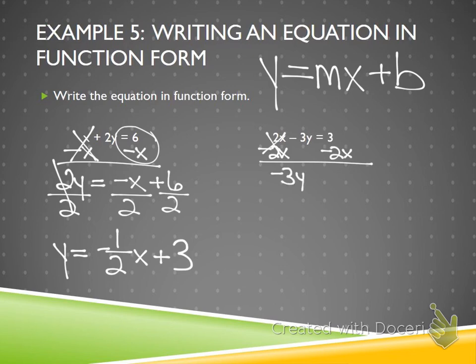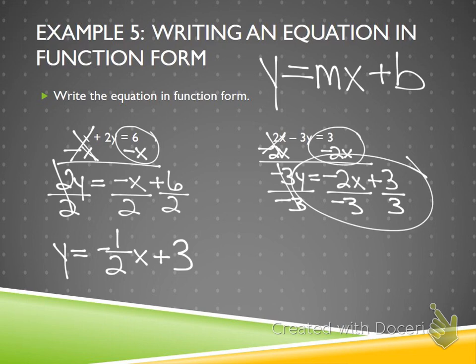Negative 3y equals. Now which term do we write first, the 3 or the negative 2x? Negative 2x. My x term comes first: negative 2x plus 3. But I'm not done because I still have something connected to y. What do I have to divide everything by? Negative 3. Now that that cancels, I have to simplify what's on the right side.